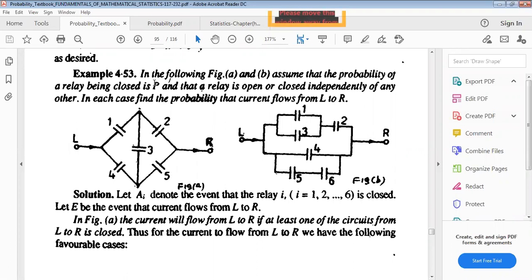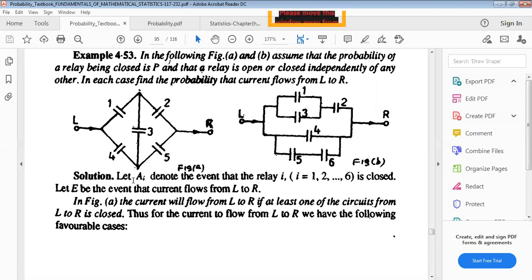Now, in the following figure, there are figure A and figure B. Assume that the probability of a relay being closed is P and that a relay is open or closed independently of any other. In each case, find the probability that current flows from L to R. That means current is flowing from L to R, starting from L and ending at R.